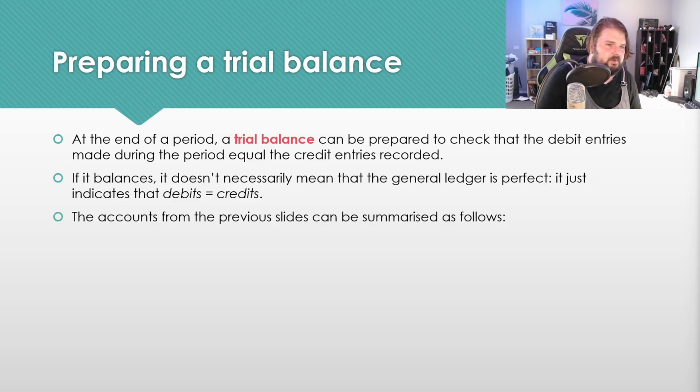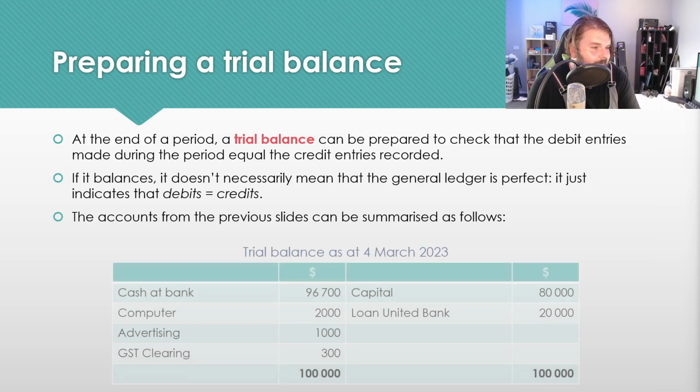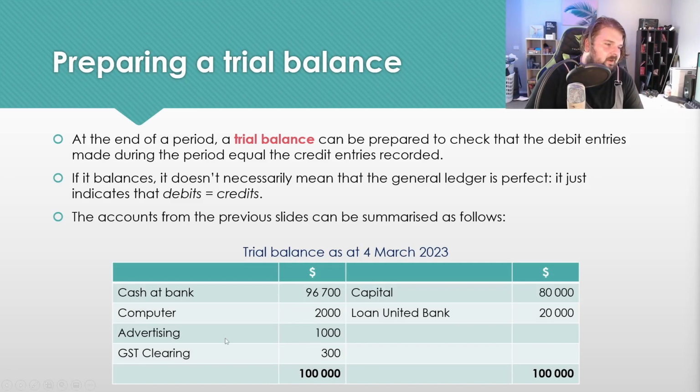So it's not going to always account for those sorts of errors, but it's a good start as a bit of a check. So looking at the trial balance from all the entries that we put in so far, you can see that we've got the cash at bank balance of $96,700. You've got the computer account, the advertising, the GST, and you've also got your capital of $80,000 and the loan. Both sides add up to $100,000, so that's balancing.